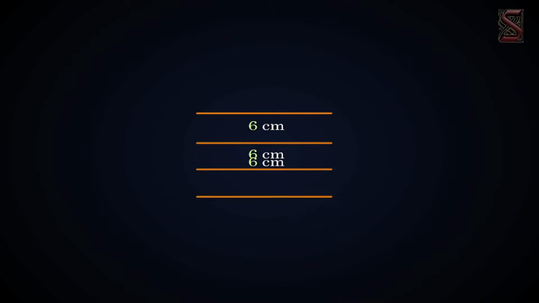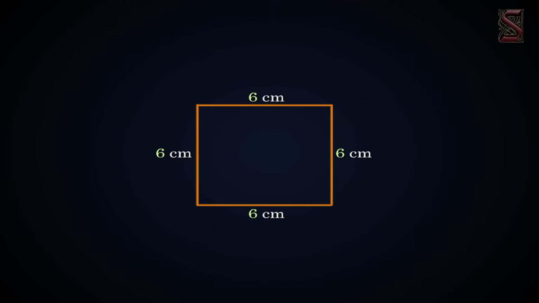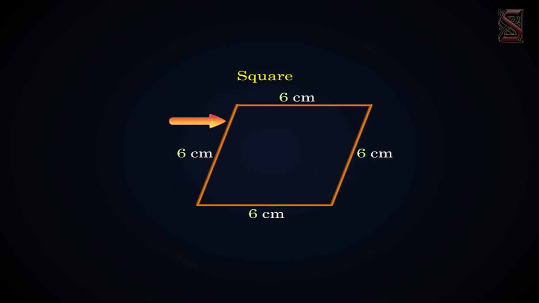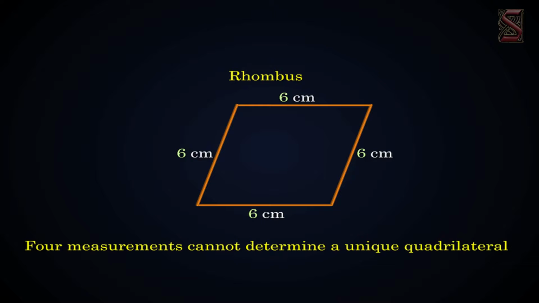Let us take a stick of length 6 centimeters. Take 4 sticks of the same length and join them. What figure can be framed? We find that it is a square. When we push this along any one of the sides, as we did for the rectangle, we get a new figure called as the rhombus. So we find that 4 measurements cannot determine a unique quadrilateral.